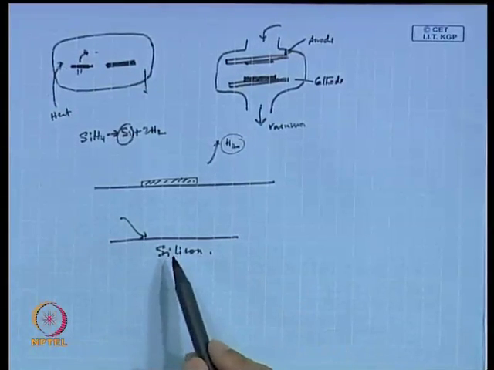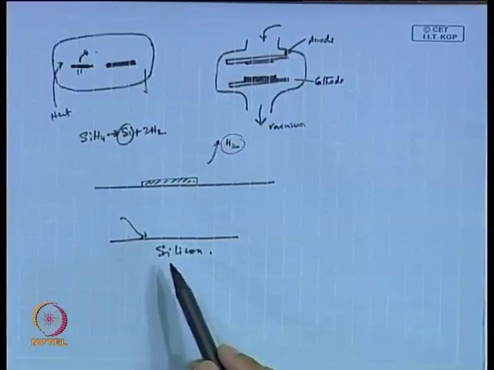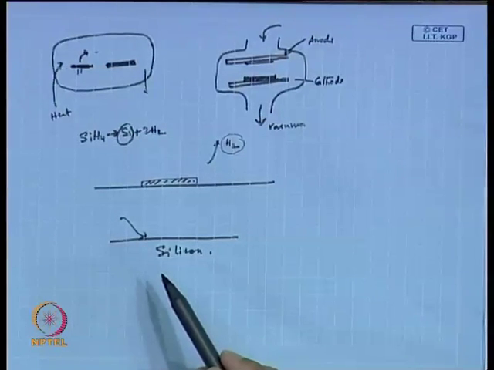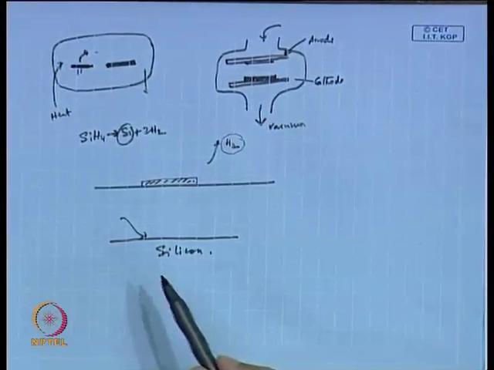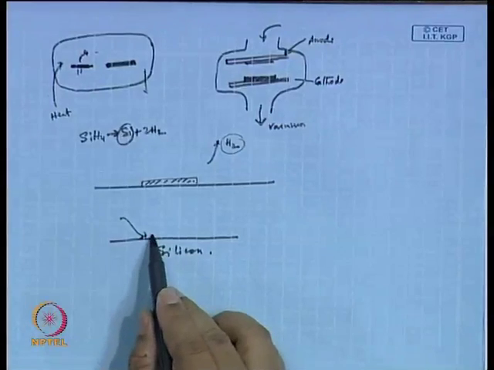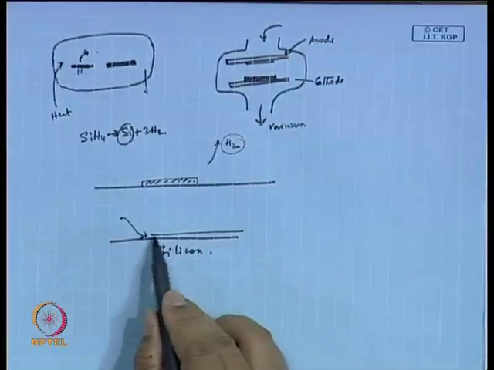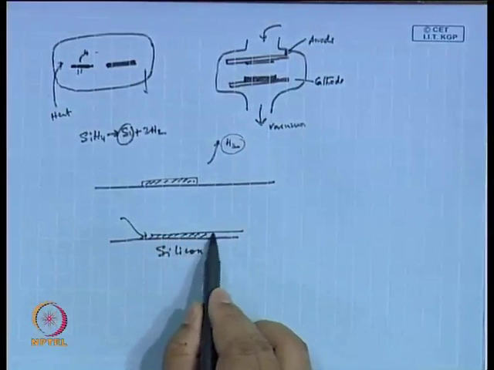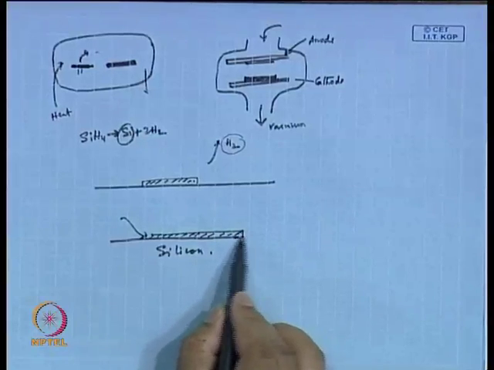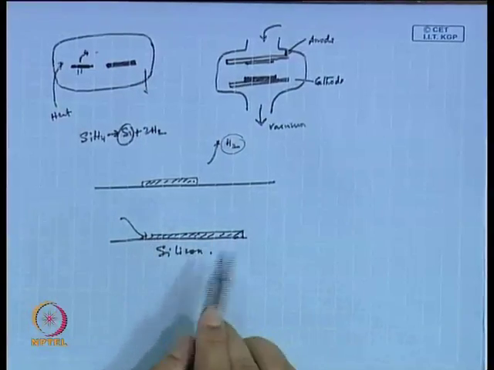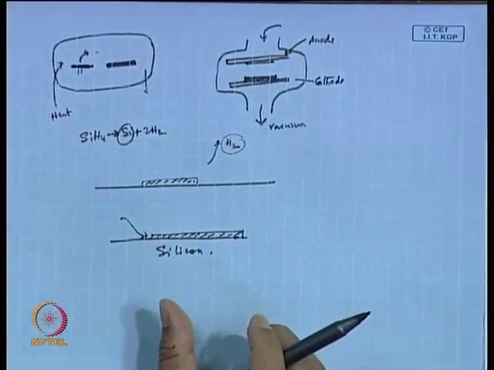Now, this is an example of chemical vapor deposition which is of heterogeneous type. You are depositing SiO2 on the layer of silicon, on the silicon substrate. You want to cover one particular portion with SiO2.